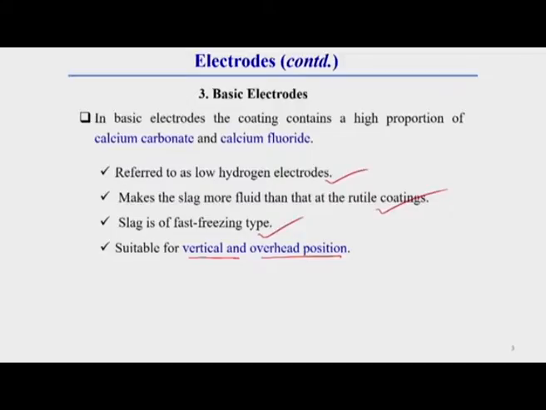We have observed that it can be used properly in the vertical downhand position, but it will not be suitable for the overhead welding process, whereas we observe that rutile is suitable for horizontal as well as vertical position welding, but it is also not suitable for the overhead position.